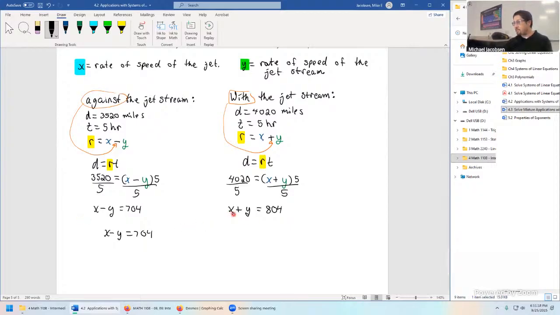Right directly under it, x plus y equals 804, the second equation. Then we can total them together. For x, we have two x's. Variable y cancels out, and it's going to be equal to, let's see, this should be doable, 804 plus 704 gives us 1508. So twice x is 1508.